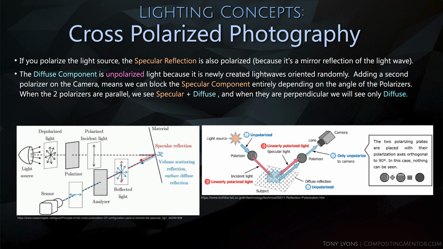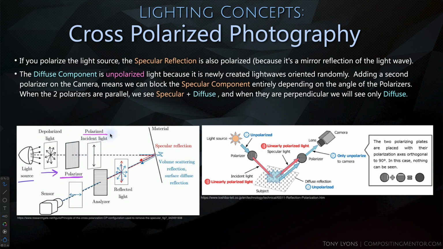So adding a second polarizer on the camera means we can block the specular component entirely depending on the angle of the polarizers. When the two polarizers are parallel, we'll see the specular and the diffuse component, and when they are perpendicular, we will only see the diffuse component because the specular will be blocked out. Let's walk through it in this example here. We have our light source, and the light coming from the light is unpolarized until it hits the first polarizer. So this could be a film that is just sitting on the light.